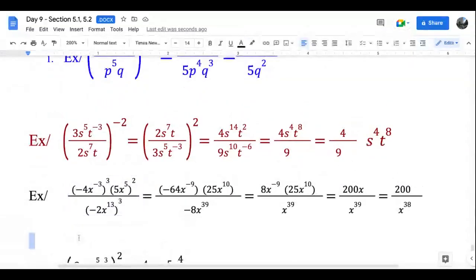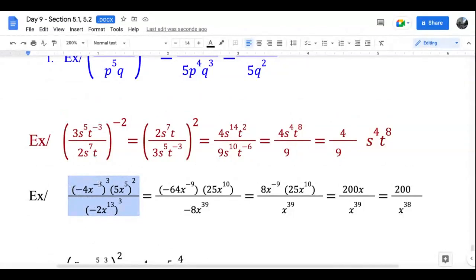Pretty complicated, right? We have this with parentheses. We have 3 things with parentheses, then with power. Let's just deal with one by one. So first parentheses, we have -4 x raised by -3, then raised by 3. Let's just distribute this power 3 to everyone. So -4 raised by 3, that's -64, right? Then x raised by -3, then raised by 3, -3 times 3, that's x raised by -9.